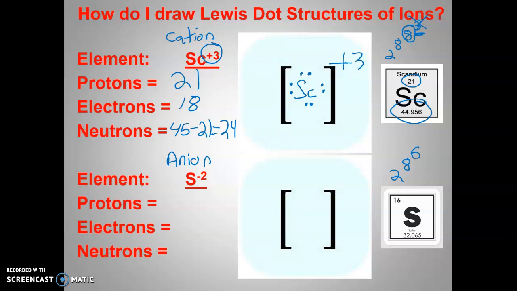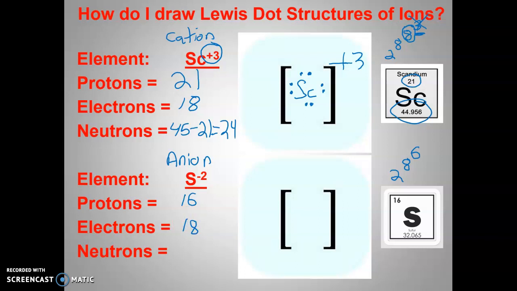So before I draw the Lewis dot for this, let's just go through our regular routine here. Proton number will not change. It's going to be 16. But now for electrons, you have a -2 charge. You've picked up 2 electrons. So now your electron number is actually 18, just like it was up top, coincidentally.